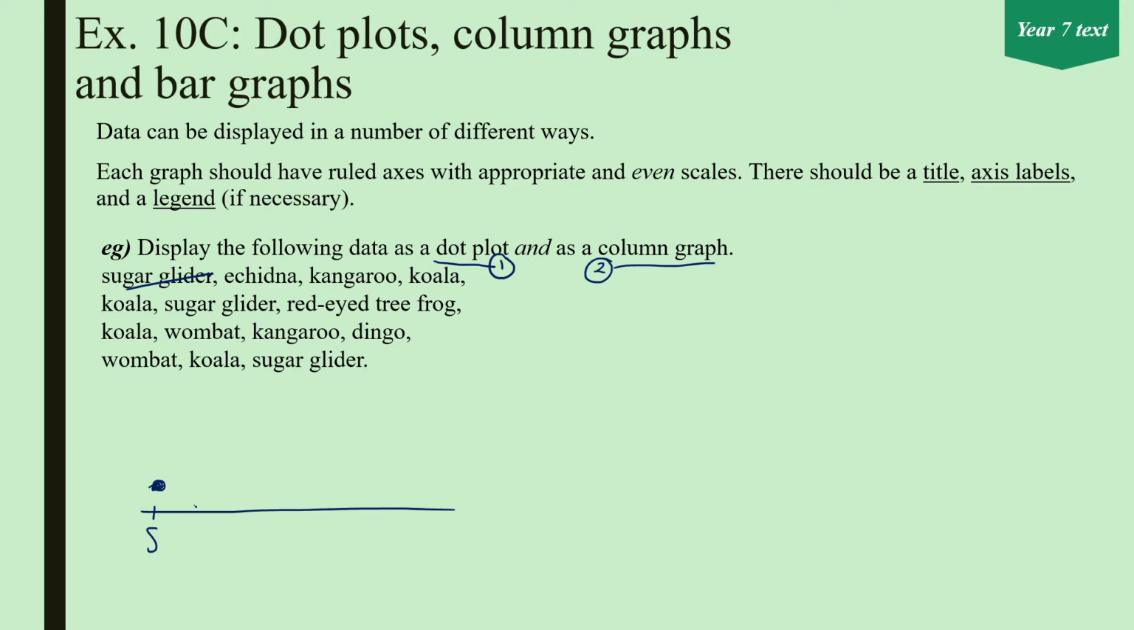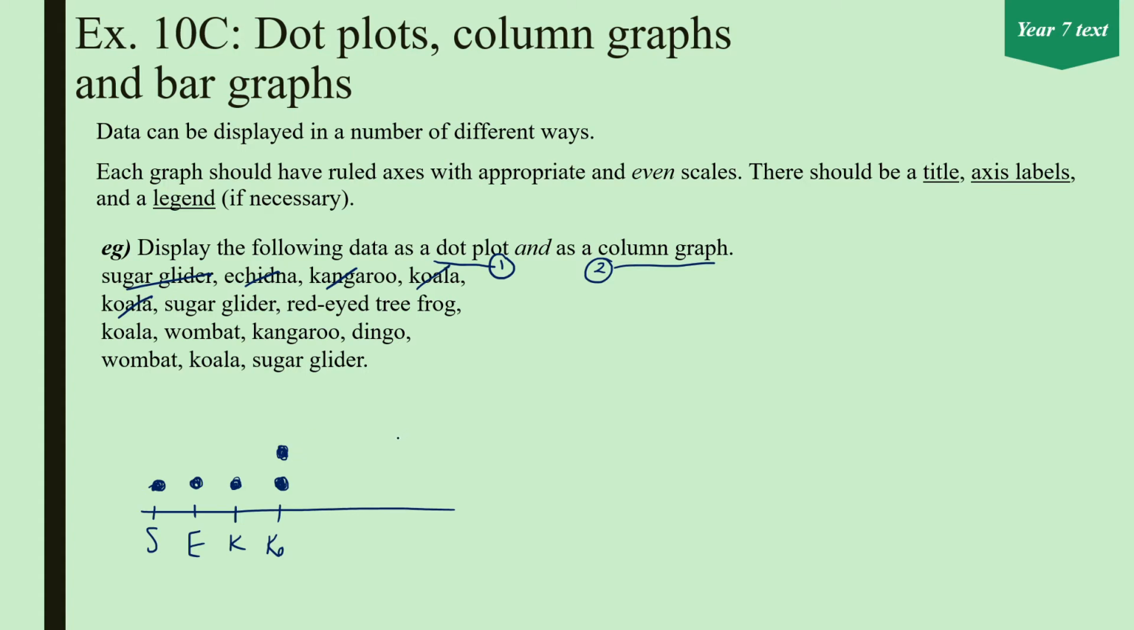My next animal on the list is an echidna. So I'm going to again put a nice big dot there, and cross it out. My next animal is a kangaroo, so I'm going to go K for kangaroo, put a dot, and cross it out. My next animal is a koala. Now, I've already got K for kangaroo, so I might use KO for koala, and I'm going to place a dot. I've got another koala. I'm just going to place another dot above that.